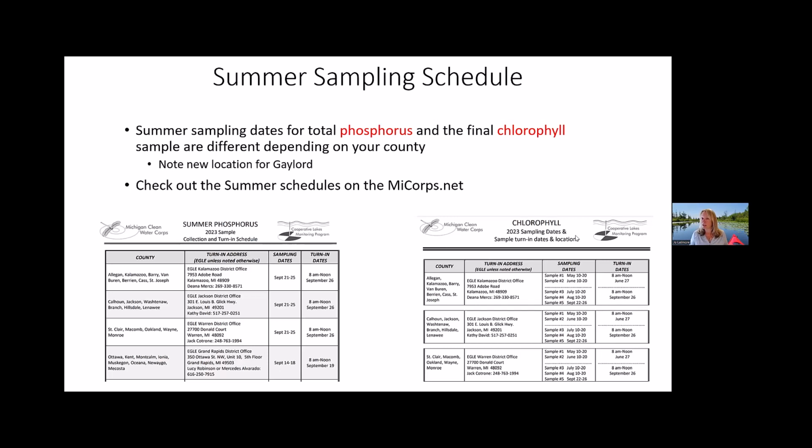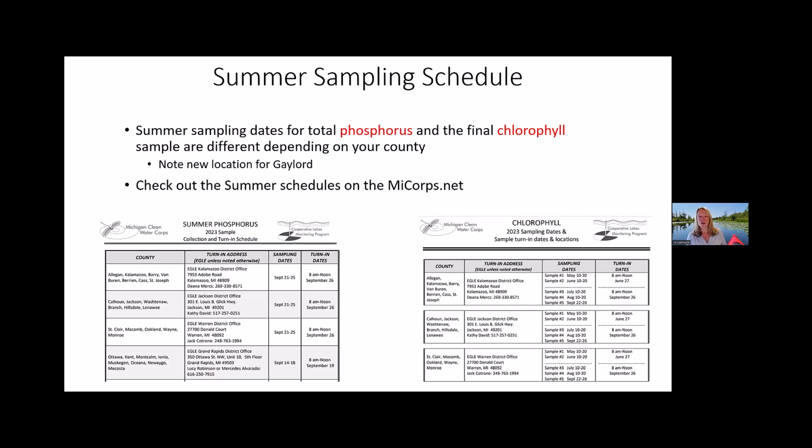It's set up so you can go out and actually take your summer phosphorus at the same time. So that actually makes it more convenient for you to check those schedules and make sure you're doing it at the right time. You can find your schedules on our MiCorps website, or it may be in the packet that was sent to you, but you can look on MiCorps.net. We'll show you where to find those.